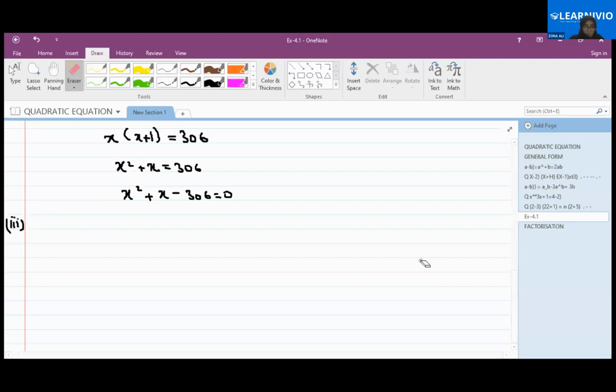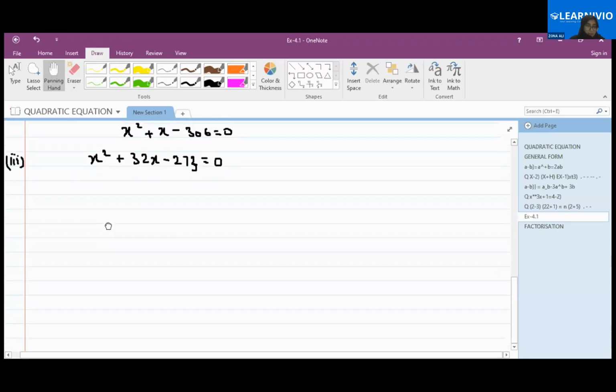x square plus 32x minus 273 is equal to 0. Let's check this.